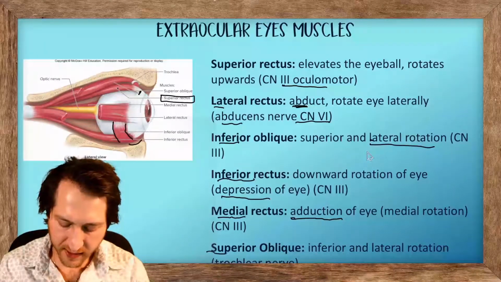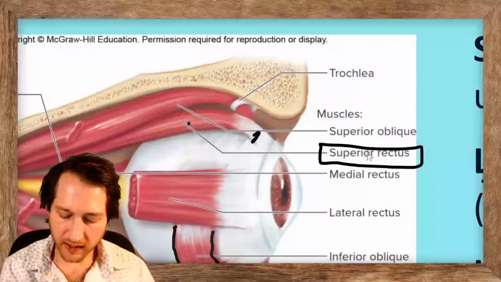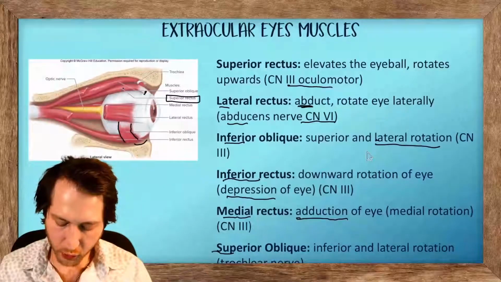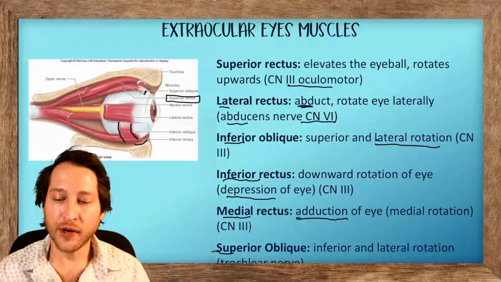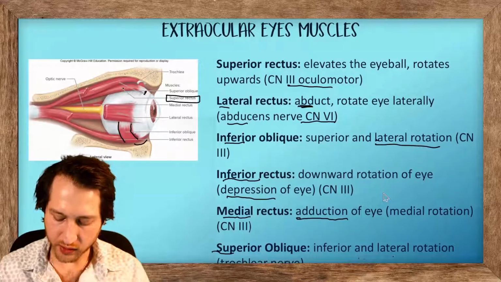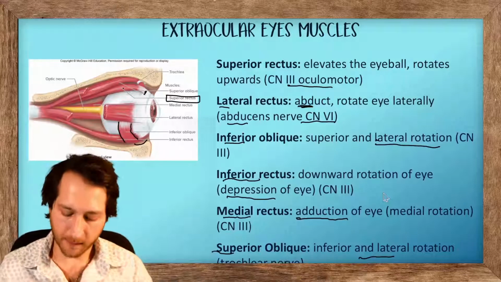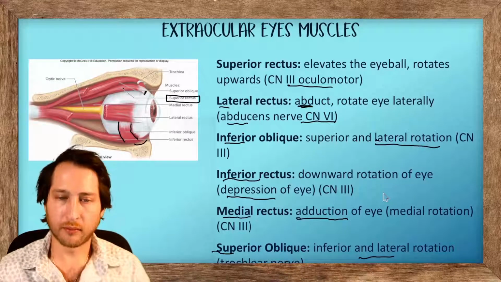And then lastly, we have the superior oblique. The superior oblique is interesting because it's connected to this structure called the trochlea. And when it contracts, it causes what's called inferior and lateral rotation. So downwards and away from the midline. And it's innervated by another cranial nerve called the trochlear nerve.